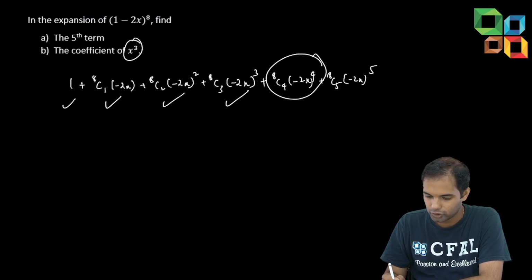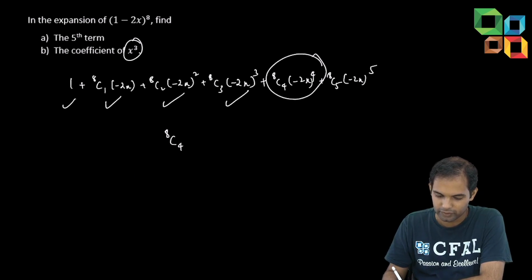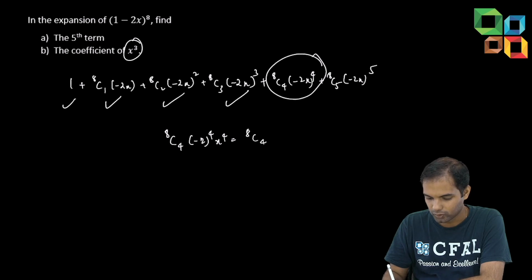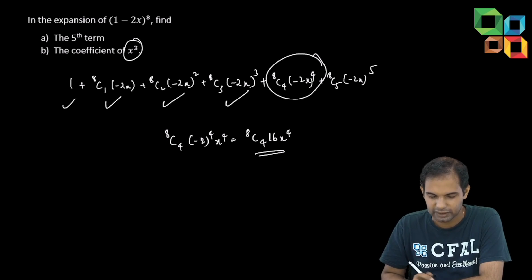So what is this equal to? 8c4 we have to calculate first. But I think we can leave it as it is. If you want, you can figure out the value. So fifth term is nothing but 8c4 minus 2 power 4 x power 4. Or it is 8c4 into 2 power 4. 2 power 4 is nothing but 4 into 4, 16. 16 x power 4. If you want, you can figure out what is the 8c4, not an issue. But just to write the fifth term, we need not do that.